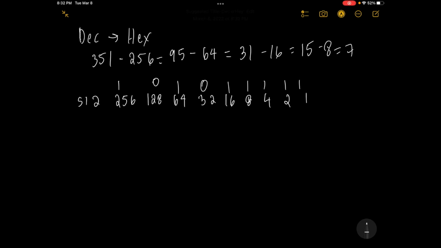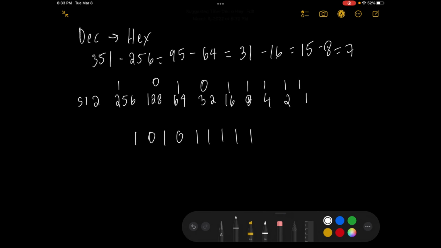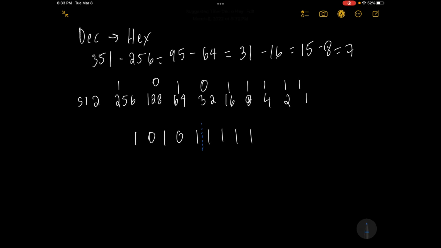So now we can divide this into groups of 4. Let's write this out right here. We've got 1, 0, 1, 0, and then 5 ones: 1, 1, 1, 1, 1. This is our first group of 4, this is our second group of 4, and we have an additional digit right here.